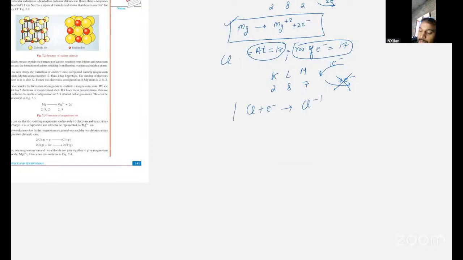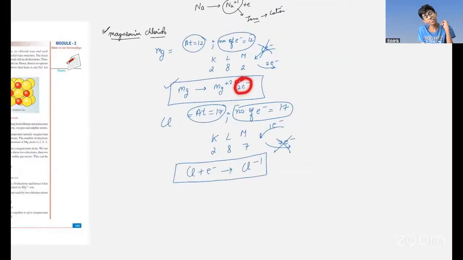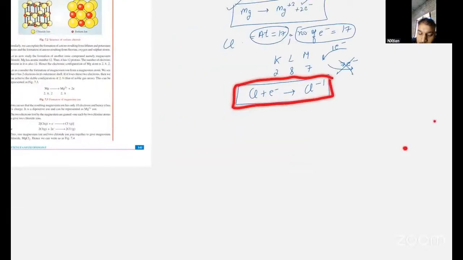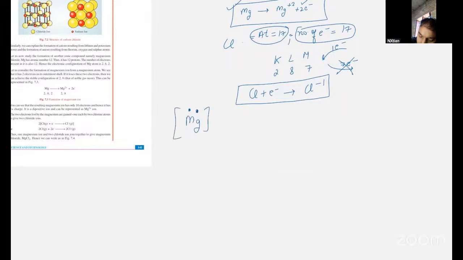Now the catch in this place is, magnesium is ready to give how many electrons? 2 electrons. But chlorine wants only 1 electron. Now in this case, what will happen? Magnesium has 2 electrons to give, 1 electron and 2 electron. But chlorine only wants 1 electron.